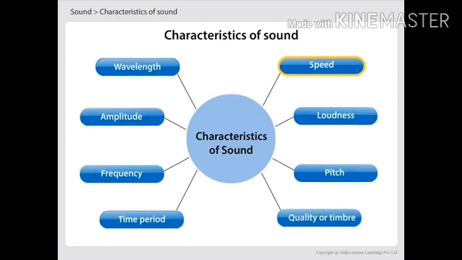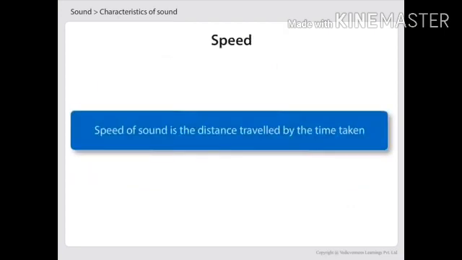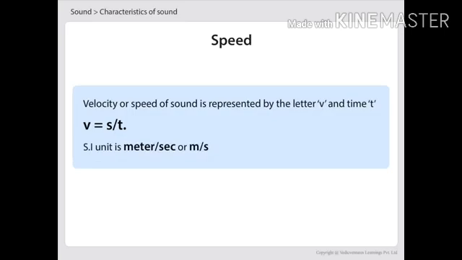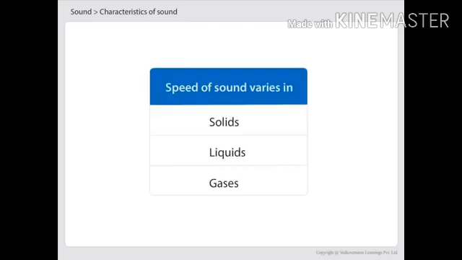Next we have speed. Speed is defined as the distance traveled divided by the time taken. Velocity or speed of sound is represented by the letter V, distance by S and time by t. So we can write velocity as V equals S by t. The SI unit of speed is meter per second.